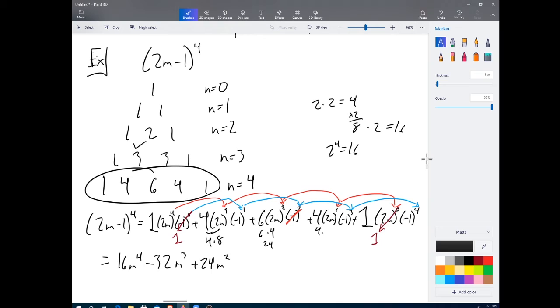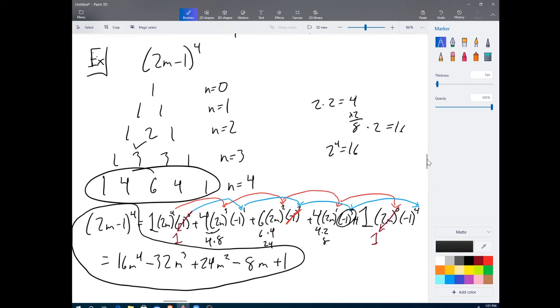Let's see here. 4 times 2 to the 1st power is going to give me 8. I have a negative to an odd power. That means it won't cancel out the negative. I have negative 8m. And then last but not least, plus 1 times 1 times, this is 1 as well because it's to an even power, the negatives cancel out, plus 1. I get what's called a binomial expansion. Binomial because 2 terms here, expansion because I multiply it out.